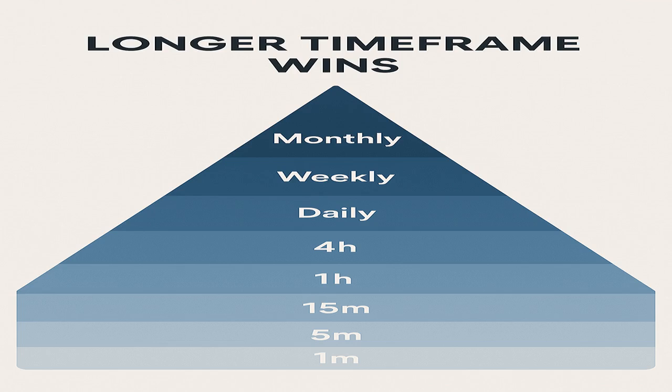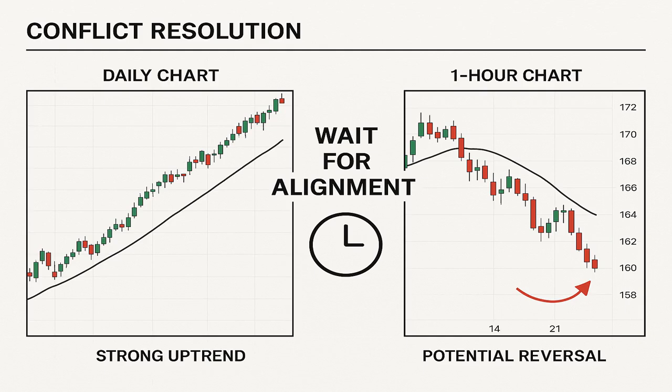Real example 1, Apple daily chart shows strong uptrend, but 1-hour chart shows potential reversal. Solution: wait for 1-hour chart to align with daily trend before entering. Real example 2, Tesla 15-minute chart shows bullish breakout, but 1-hour chart is in strong downtrend.